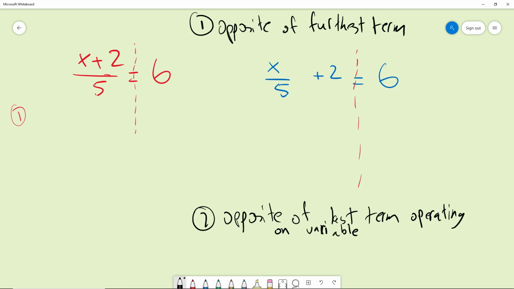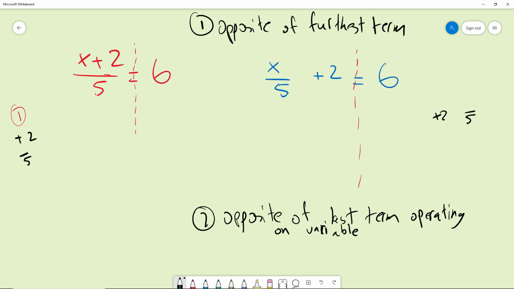And I wrote my two steps for two-step equations still. I'm going to do the opposite of the furthest term first, and then the opposite of the last term operating on the variable second. I'm going to keep doing it to both sides because it's an equation. So I'm looking here, what's further away? Plus 2 or divided by 5?